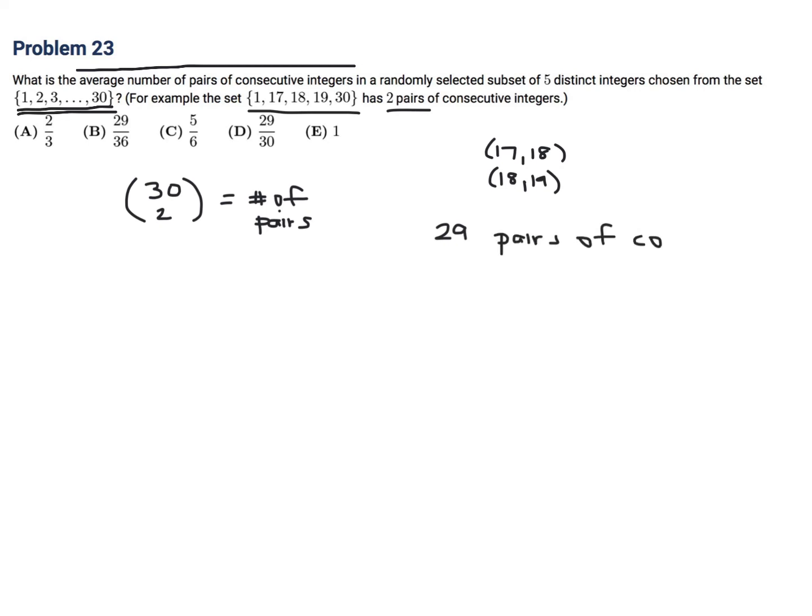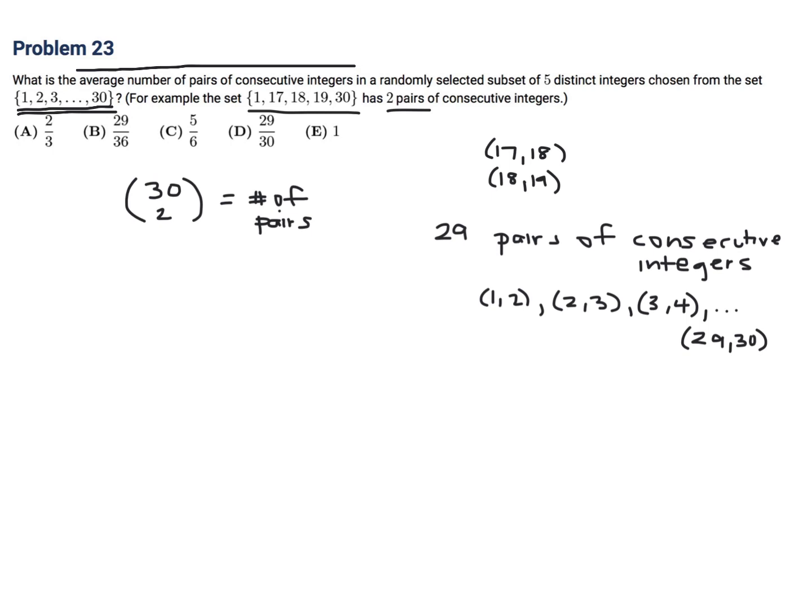Now, in that set, there's 29 pairs of consecutive integers, right? And those pairs you can figure out are pretty straightforward, like 1, 2, that's one pair. 2, 3, that's one pair of consecutive integers. 3, 4, and so on, all the way down to the last one, which would be 29 and 30. Got it? So the probability that a pair is consecutive is 29, which is the specific condition, over the total, which is 30 choose 2. So this is, I guess, our probability.